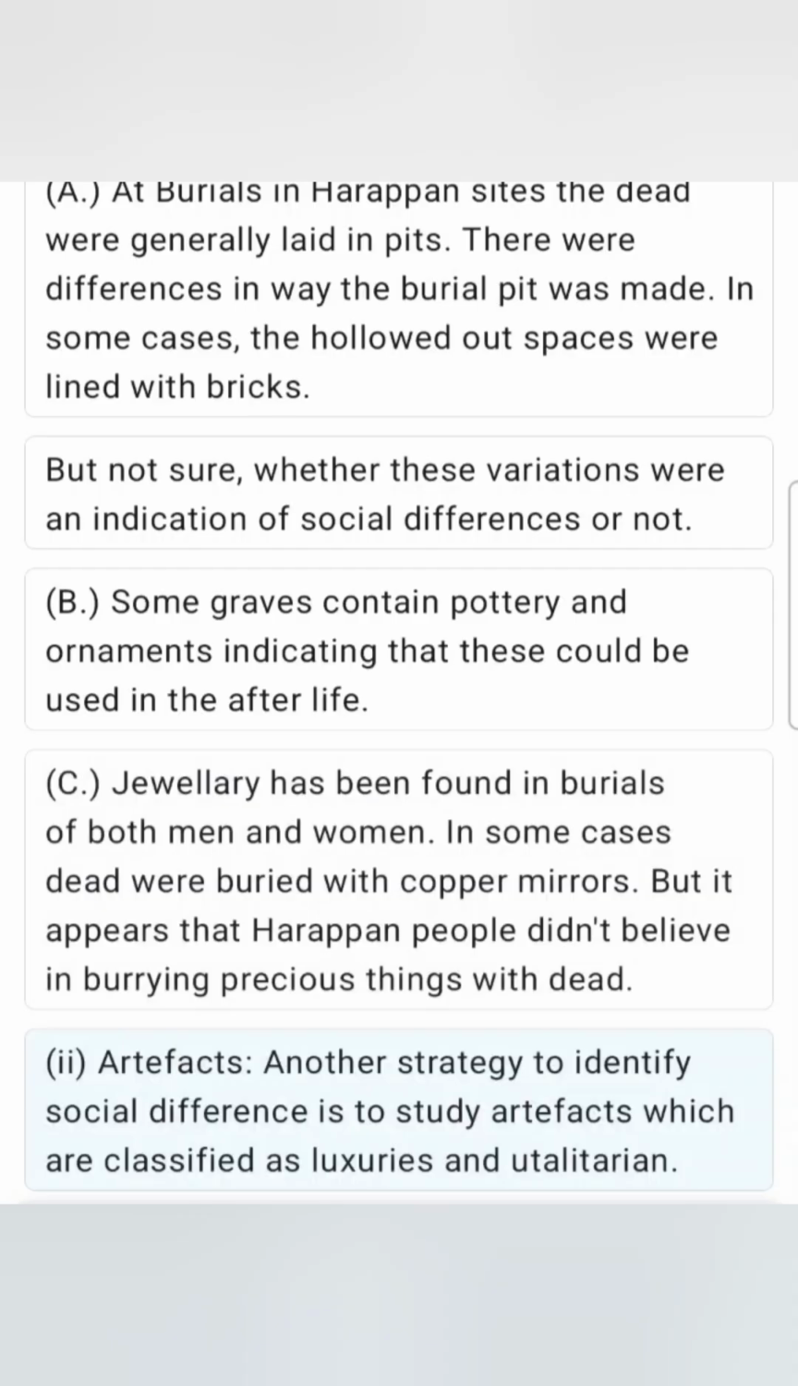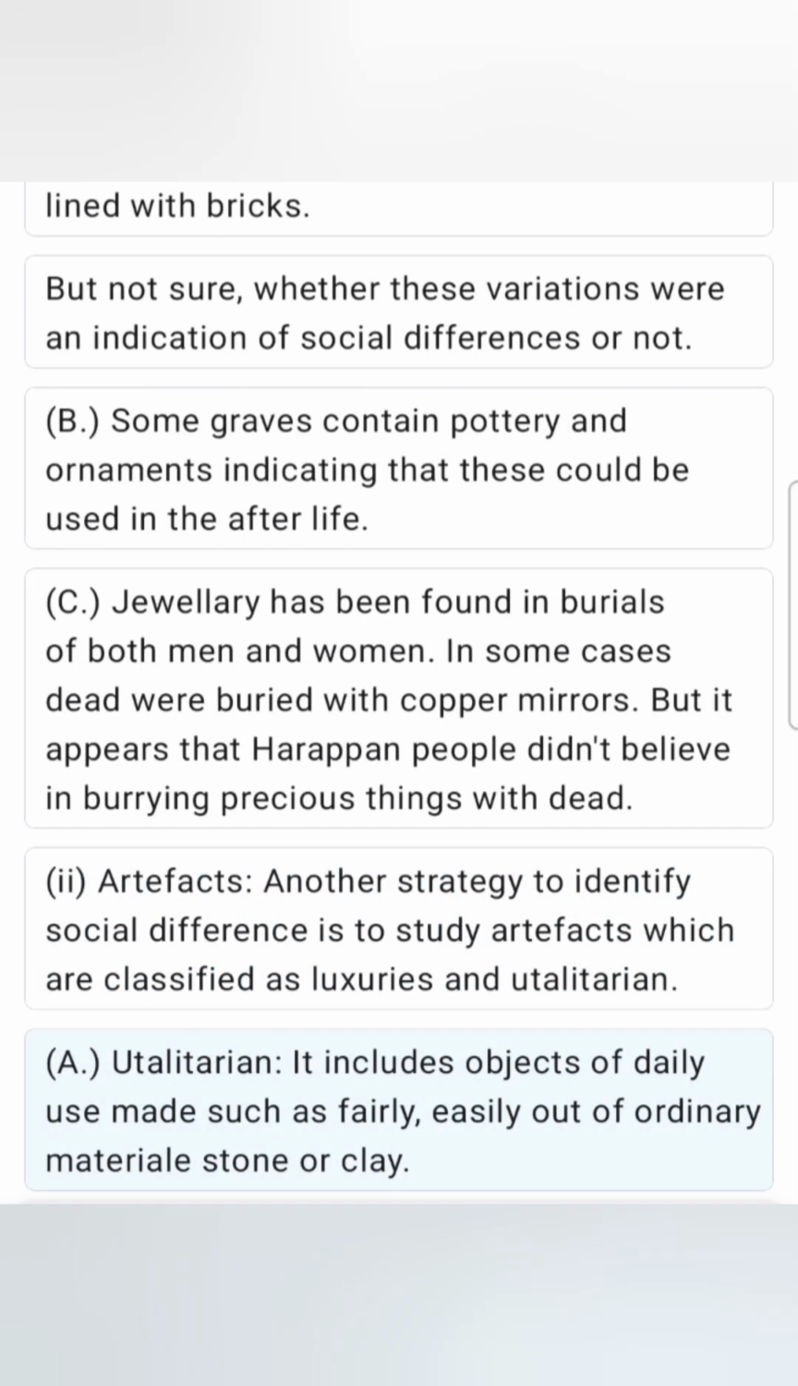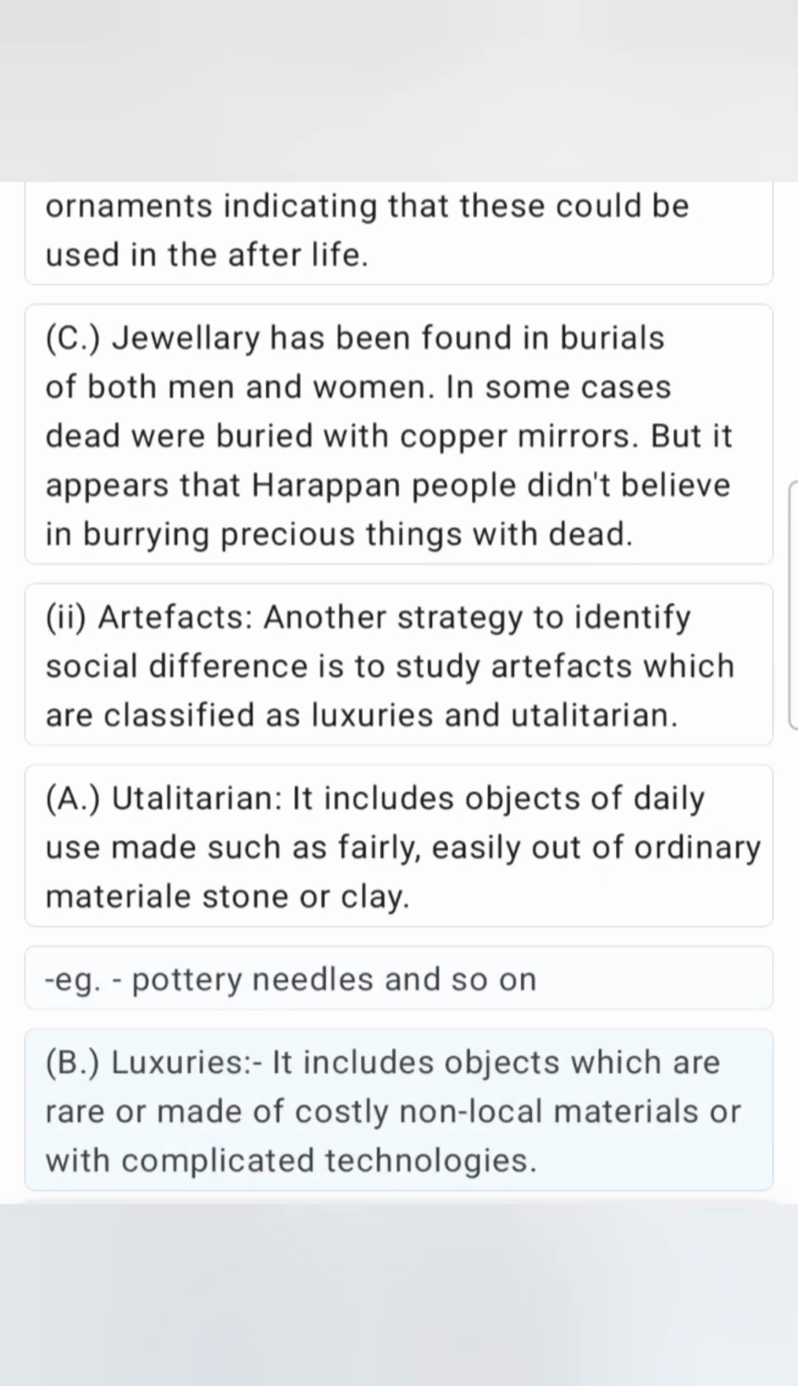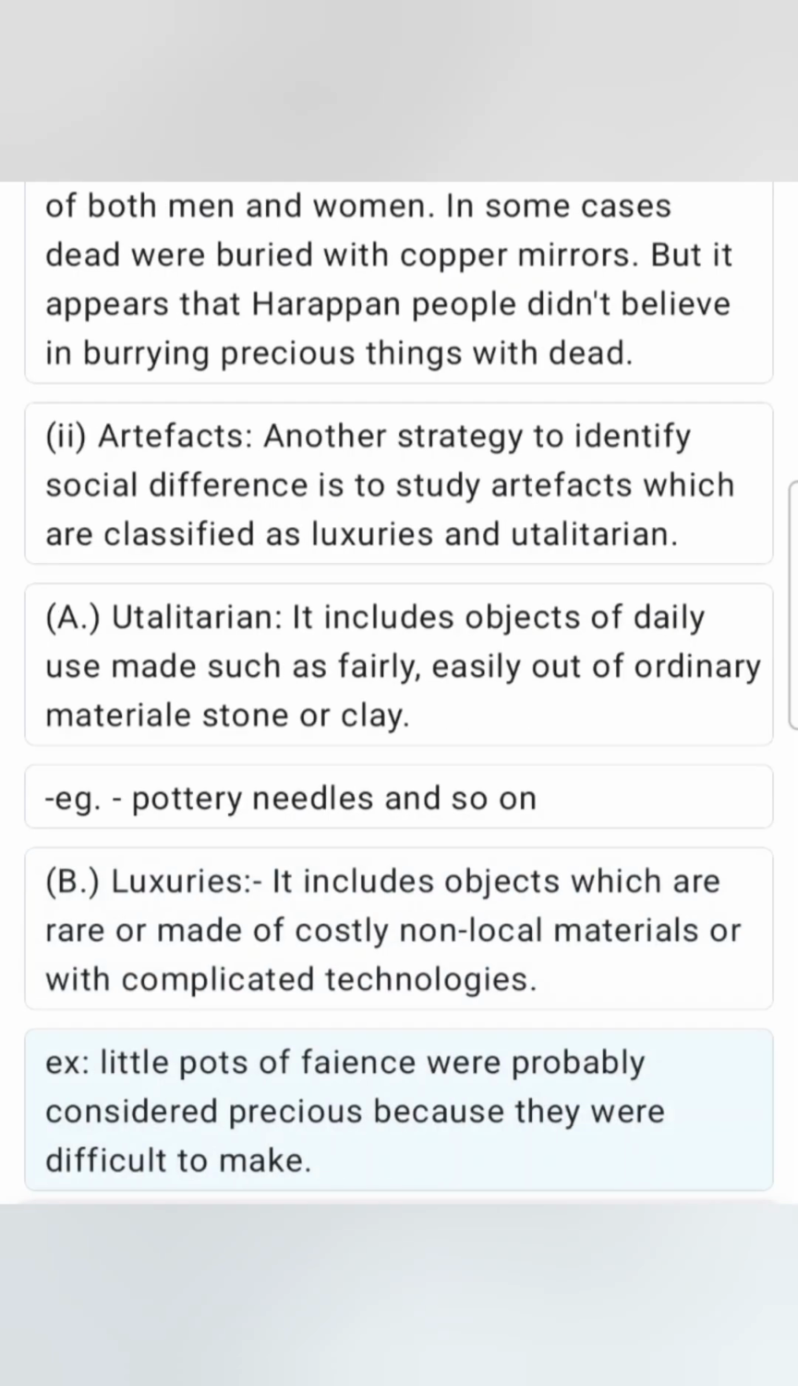2. Artifacts. Another strategy to identify social differences is to study artifacts, which are classified as luxuries and utilitarian. A. Utilitarian. It includes objects of daily use made fairly easily out of ordinary material, stone or clay, e.g. pottery, needles and so on. B. Luxuries. It includes objects which are rare or made of costly non-local materials or with complicated technologies. E.g. little pots of faience were probably considered precious because they were difficult to make.